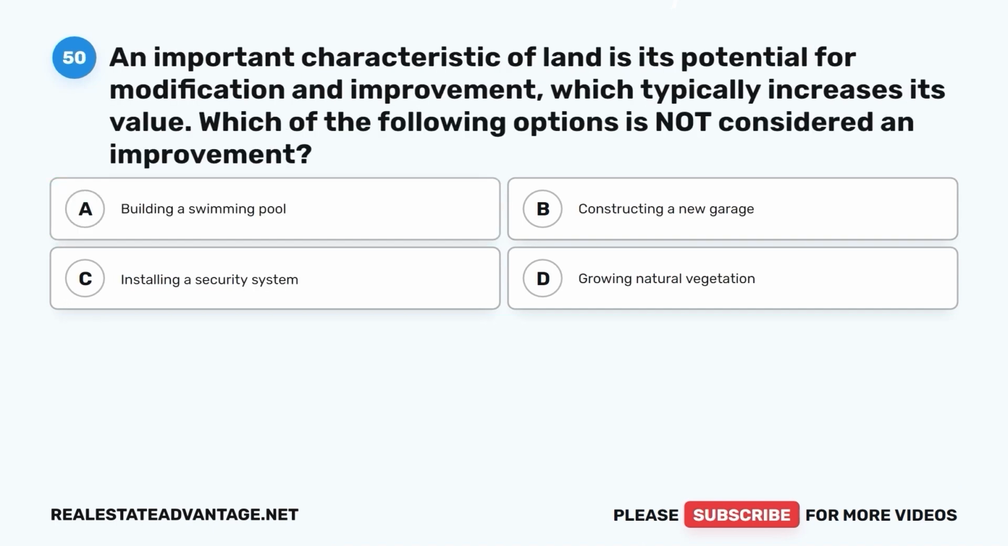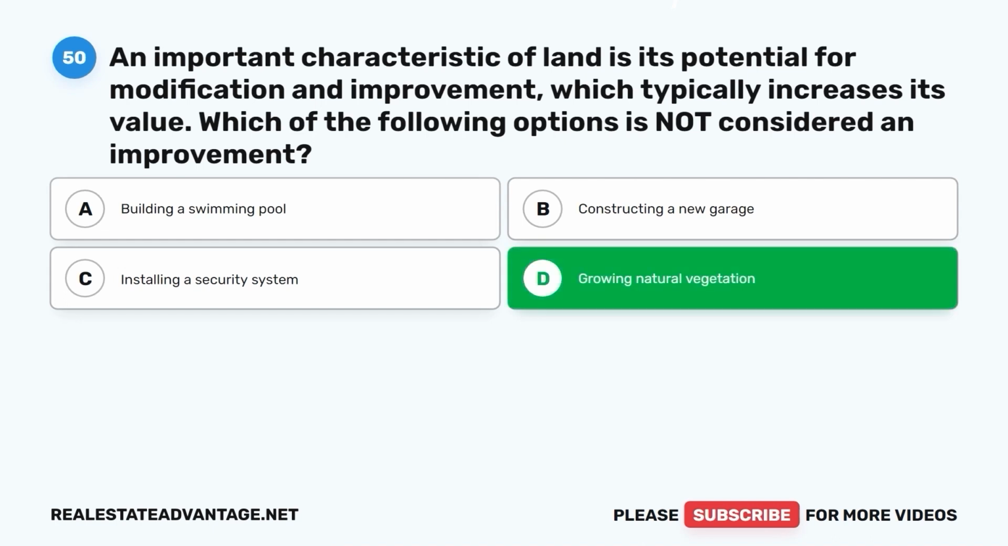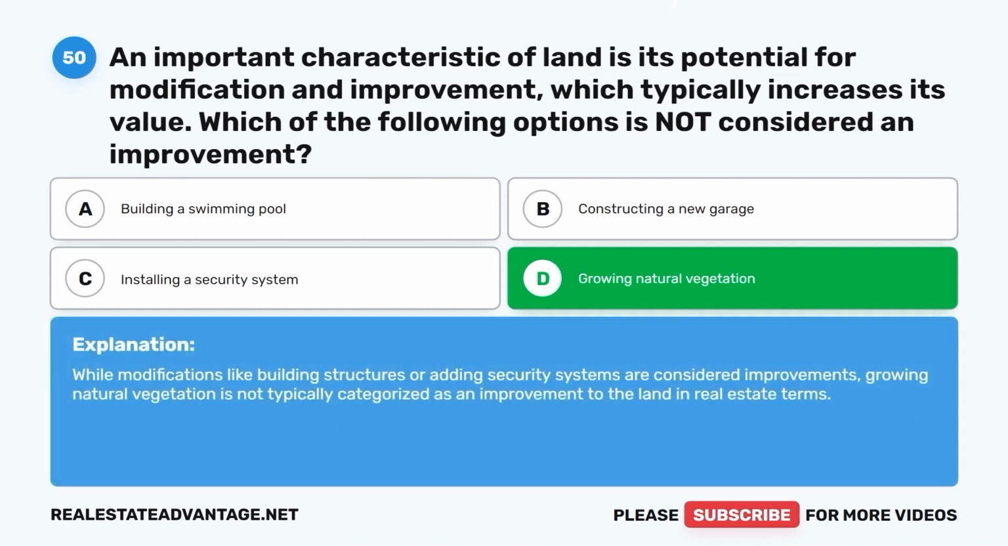Question 50. An important characteristic of land is its potential for modification and improvement, which typically increases its value. Which of the following options is not considered an improvement? A. Building a swimming pool. B. Constructing a new garage. C. Installing a security system. D. Growing natural vegetation. The correct answer is D. Growing natural vegetation. While modifications like building structures or adding security systems are considered improvements, growing natural vegetation is not typically categorized as an improvement to the land in real estate terms.